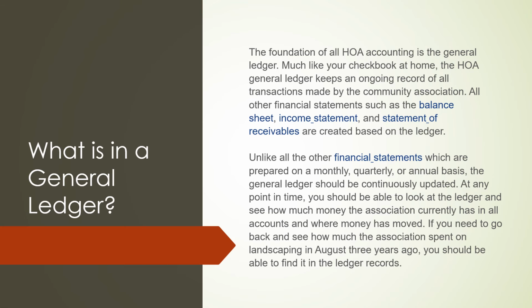At any point in time, you should be able to look at the ledger and see how much money the association currently has in all accounts and where money has moved. If you need to go back and see how much the association spent on landscaping in August 3 years ago, you should be able to find it in the general ledger records.